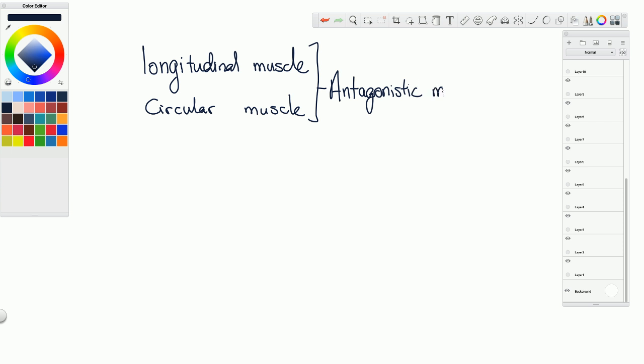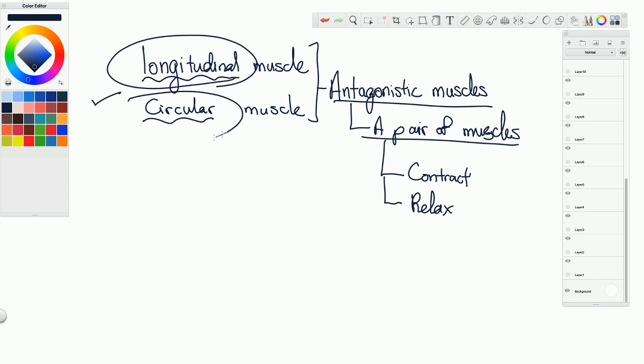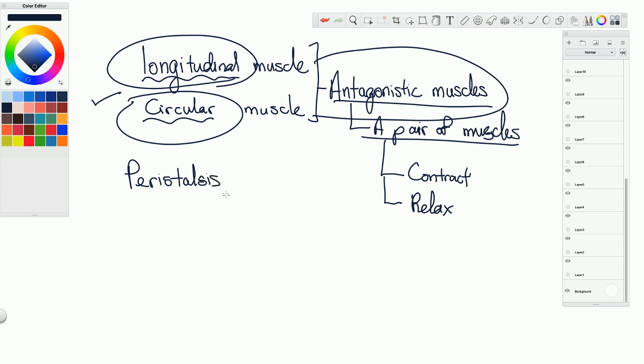Antagonistic muscle. What is antagonistic muscle here? Means refer to a pair of muscle, sepasang otot, in which when one muscle contract, apabila satu otot itu mengecut, lagi satu mesti mengendur. One contract and one relax. You can name the longitudinal muscle and the circular muscle, that is already 1 point. Then you have to mention when one muscle contract, another muscle relax, you explain the antagonistic concept, another 1 point. Then at the end, this produces peristalsis, pergerakan peristalsis yang menggerakkan makanan itu ke dalam perut.